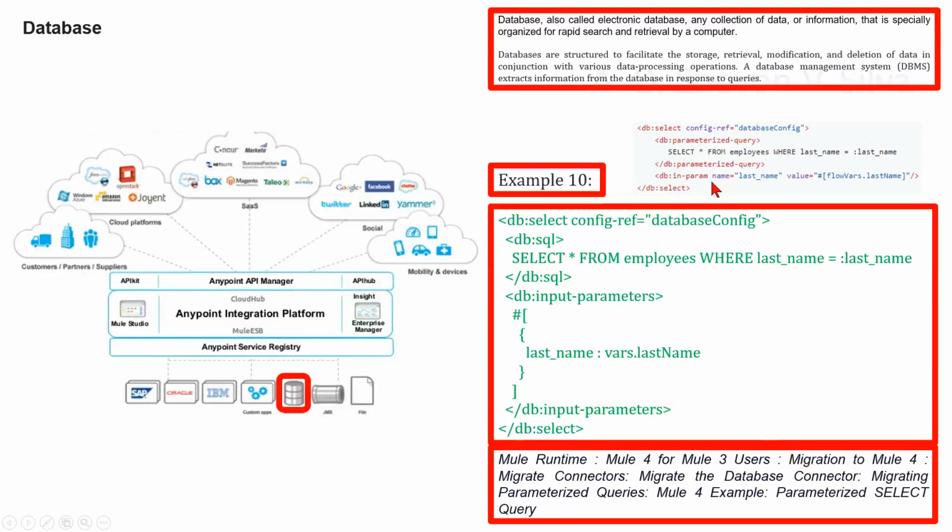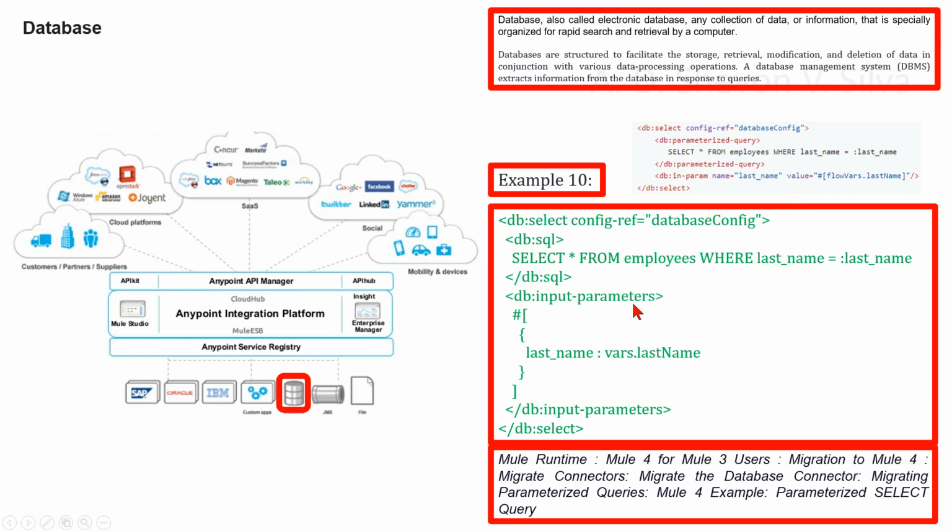Input parameters in Mule 3: each parameter was defined as a db:in-param element inside the db:select operation, which had a name attribute for the parameter name and a value attribute which holds the parameter value.